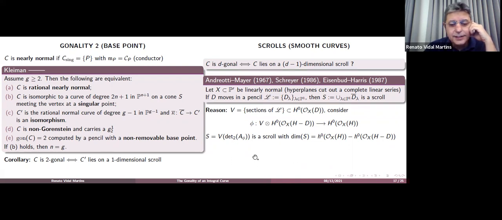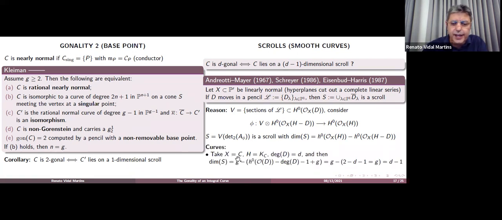And S is the variety of the ideal of two minors and is a scroll with this dimension. So if you wanted the result for the curves, just take X, a curve, H the canonical bundle, the degree of D, and then you do the count and apply Riemann-Roch, and you're going to have that this dimension is D minus 1.